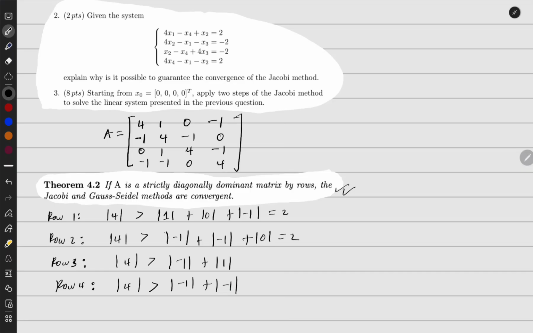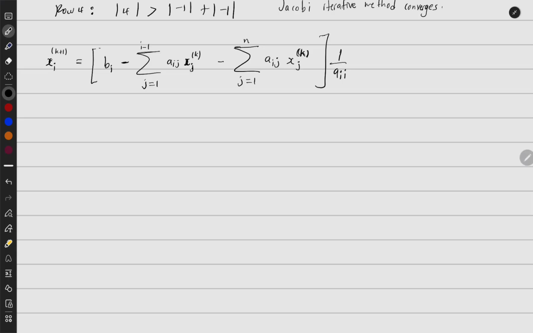So using this theorem, I can conclude that the Jacobi method converges. Okay, so we can move to our next part. How can we use the Jacobi method to solve the linear system presented in the previous question, presented above?